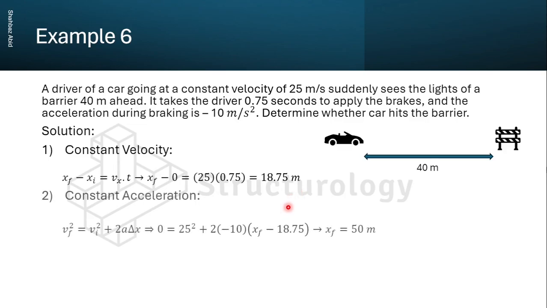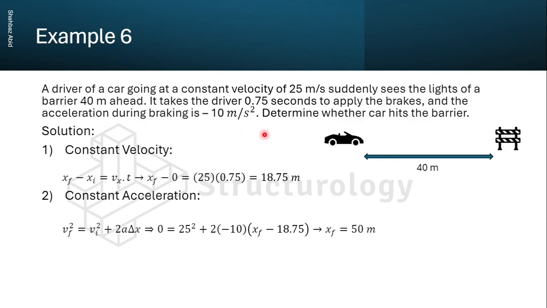In the second step, which is constant acceleration, the constant velocity becomes the initial velocity for the second phase, and we have acceleration and we know the car is going to stop, but at which distance or which displacement we still don't know.